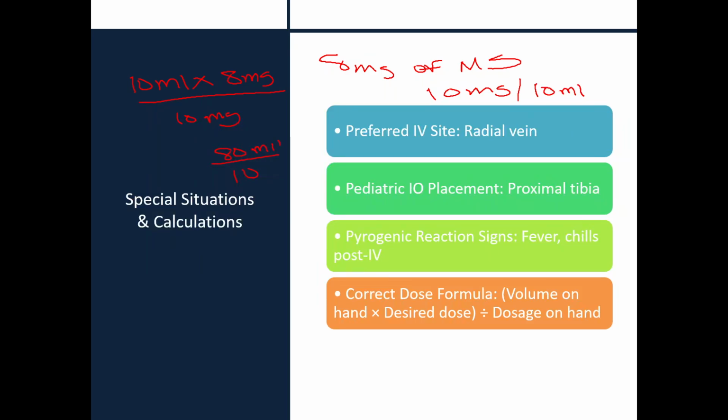So milliliters per milligram. And we have down here the dosage on hand is milligrams. So we're going to cancel these milligrams out. We don't need them anymore. 80 divided by 10 is 8 milliliters. So out of that vial, I need to give 8 milliliters to equal the 8 milligrams. And so basically what that means is there's 1 milligram per milliliter in that bottle.